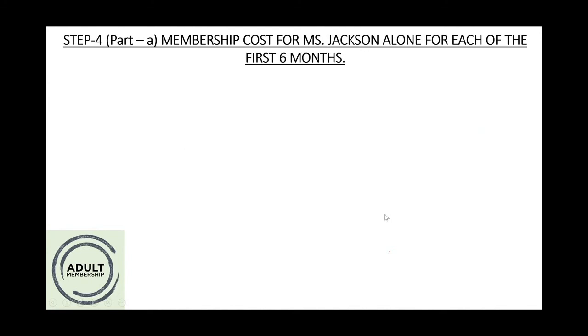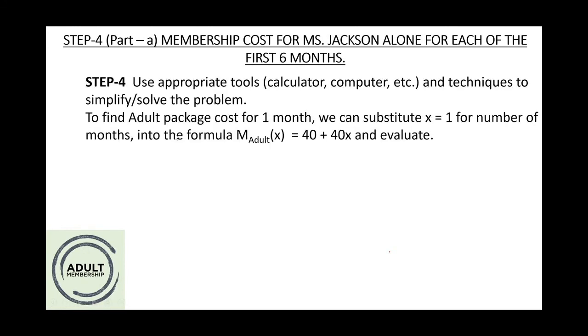So now we are going to execute the plan, the formula that we created in order to find the answers. To find the adult package cost for 1 month, we can substitute x equal to 1 for the number of months into the formula m sub adult of x equals 40 plus 40x and evaluate it. So m sub adult of 1 equals 40 plus 40 times 1, the x becomes 1, which is equal to 40 times 1 is 40, 40 plus 40 is 80.